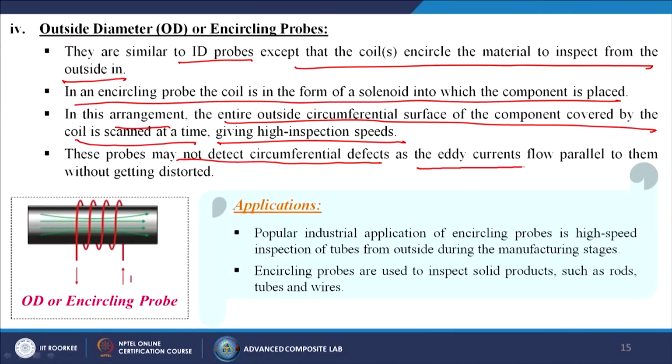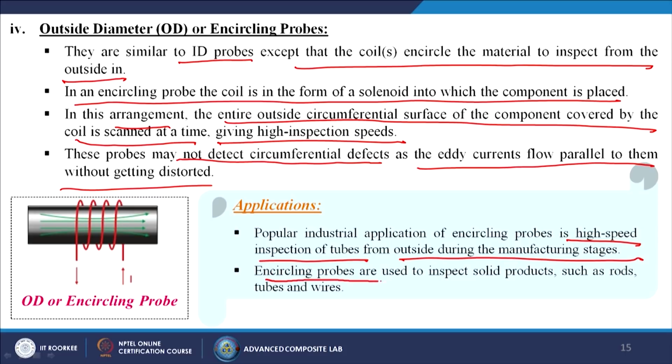These probes may not detect circumferential defects as the eddy currents flow parallel to them without getting distorted. What are the applications? Popular industrial applications of encircling probes are high speed inspection of tubes from outside during the manufacturing stages. Encircling probes are used to inspect solid products such as rods, tubes and wires.